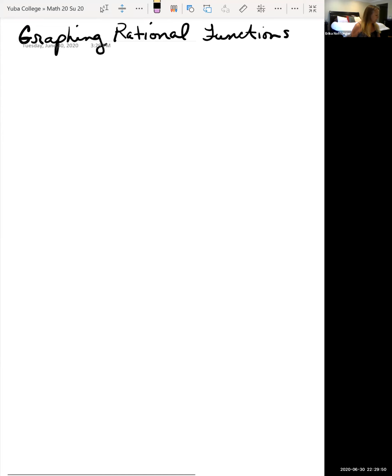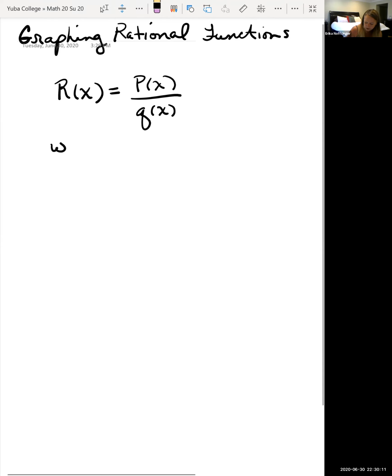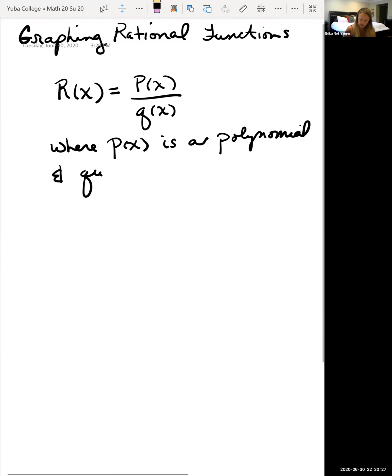Okay, so a rational function. What is a rational function? Basically, a rational function is in the form where you have r of x is equal to p of x all over q of x, where p of x is a polynomial and q of x is a polynomial.